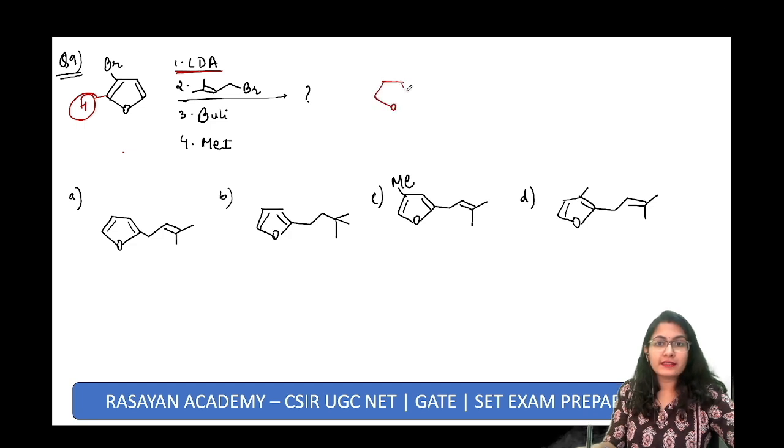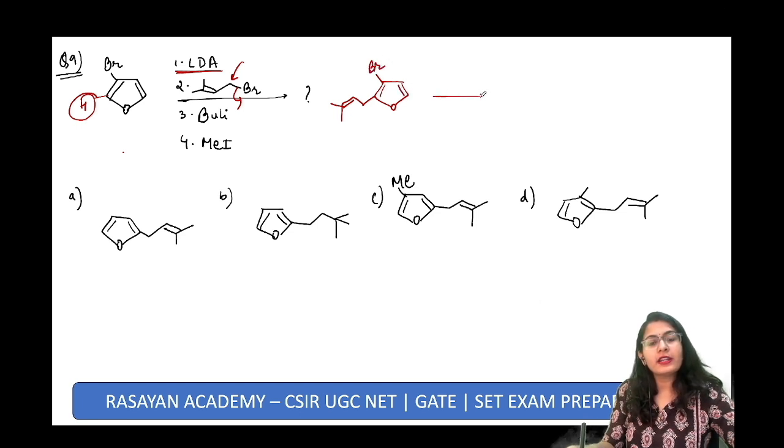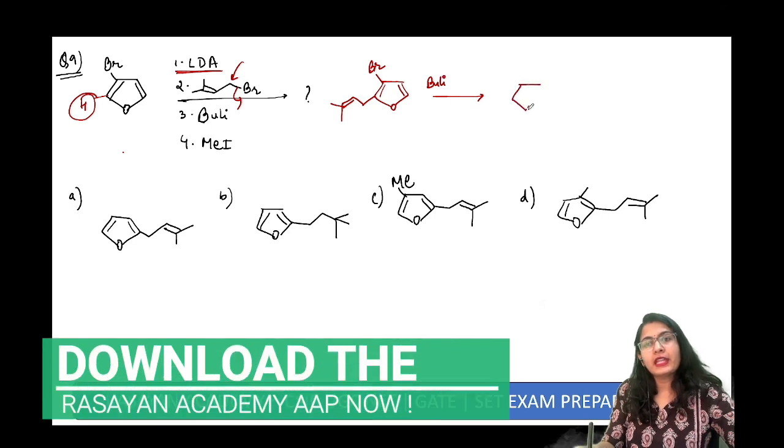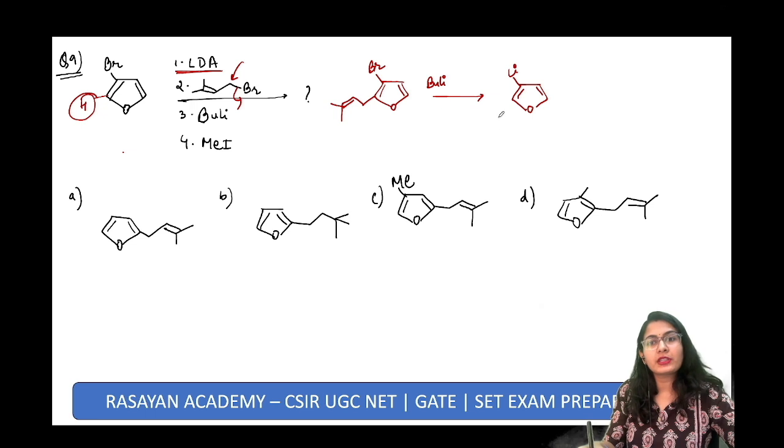And what is next? Next you are going to have this allylic bromide which is going to open up. So after the allylic bromide is removed, it is going to become something like this. And there is a bromine over here. Alright, so after that, if we are using butyl lithium, that butyl lithium is going to do a halogen exchange and bring the lithium over here. So you are going to just have the methyl group over here. And the final product is like this.